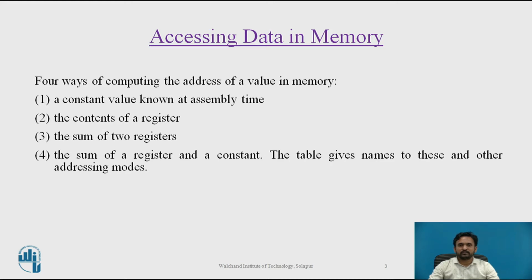Then the content of a register: based on the content of a register, how the data can be accessed. Then the sum of two registers, using arithmetic or logical instructions, how we can access the sum of the different registers. Then one more method, the sum of a register and a constant. Using a register and an immediate value, how we compute the address, that we are also going to check with reference to accessing data in memory.